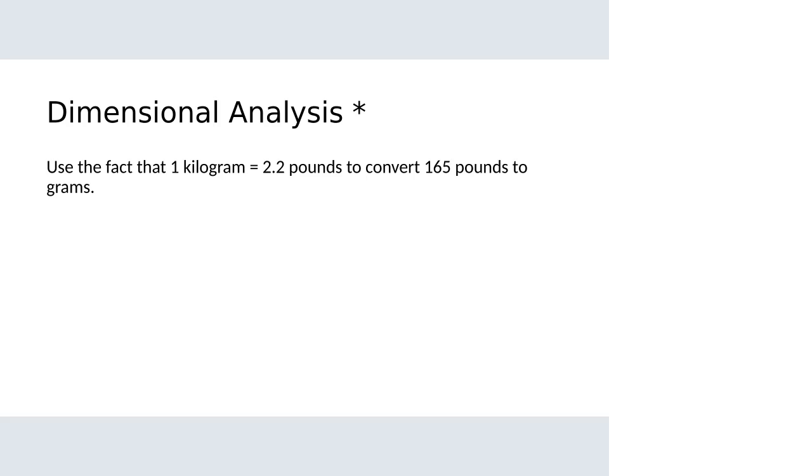Use the fact that 1 kilogram equals 2.2 pounds to convert 165 pounds to grams. And I'm going to throw you a bone here and let you know that 1 kilogram is 1,000 grams. So with those facts in mind, maybe you didn't need that, but I figured I'd give it to you anyway for the sake of the poll. Convert 165 pounds to grams. I'll set up a poll for this, and I'll give you some time to try it. Don't have to be in a hurry on this one.